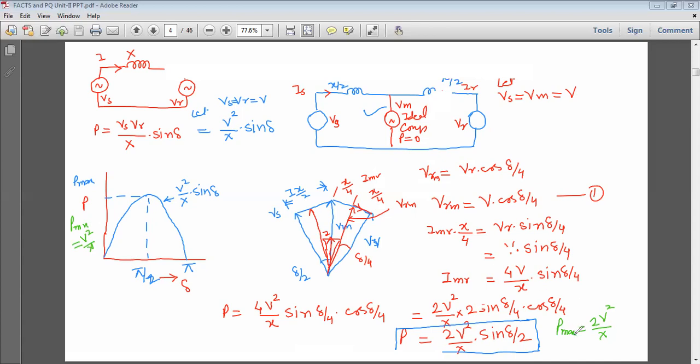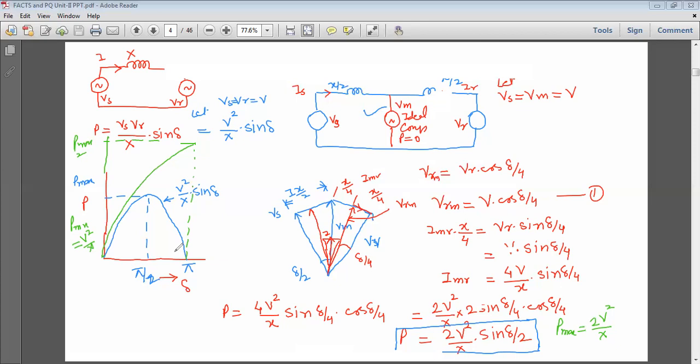But from this equation, the maximum power is doubled. See here, it is V square upon X, and it is twice V square upon X. So here the power handling capacity has been increased. At the same time, it becomes maximum at delta equal to pi or 180 degree. So say if this is the 180 degree, the power becomes maximum at this point, the P maximum under the second case.